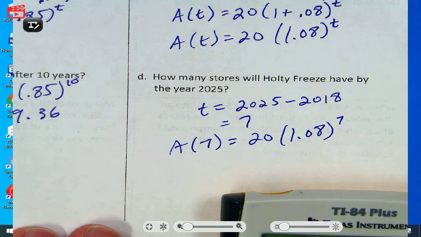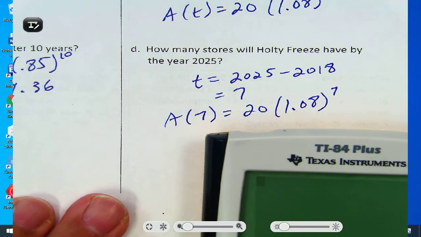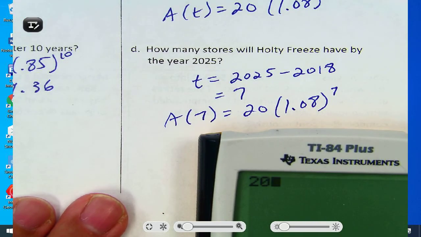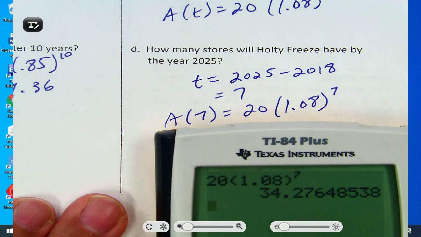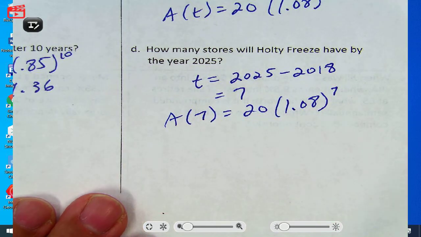Pull out the handy dandy calculator. 20 parentheses 1.08 close parentheses raised to the 7. And I got 34.3 stores? No. How many stores do I got? 34. So make sure you answer the question where it makes sense. You can't have half a store unless a tornado came through, but he's not going to build a store with a tornado.